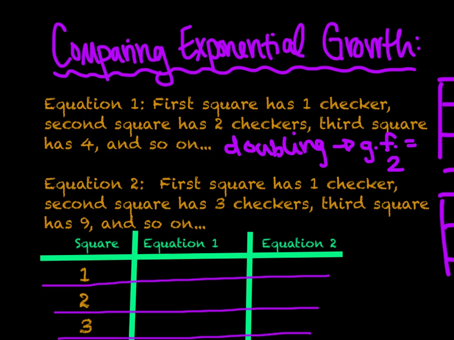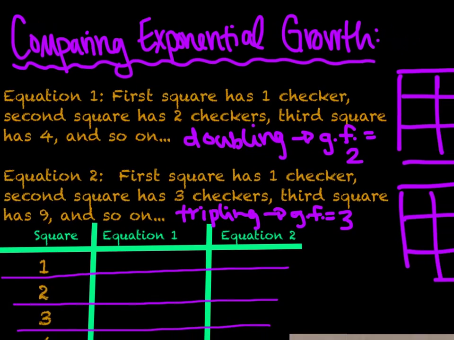In our second equation, we have the first square has 1 checker, the second square has 3 checkers, our third square has 9 checkers, and so on. So in this one, I see a tripling. And therefore, our growth factor will be 3. So that means we will have 2 different equations.